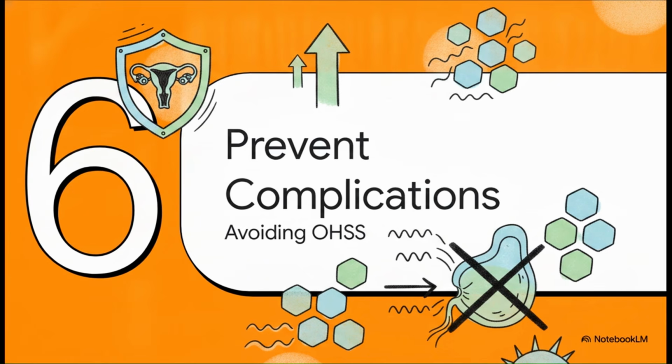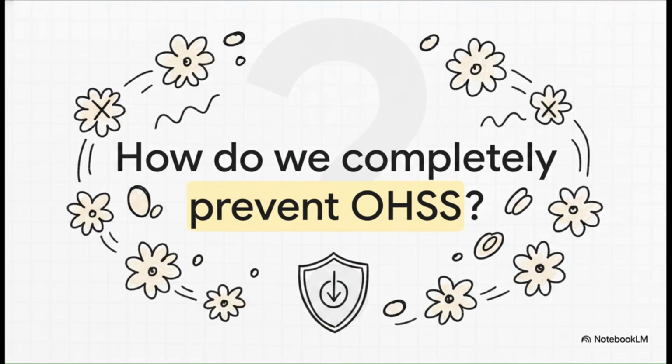Finally, Section 6, preventing complications, avoiding the ultimate pitfall. Because let's be real, a great yield means absolutely nothing if we fail to protect the patient from our field's most dreaded complication, ovarian hyperstimulation syndrome, or OHSS. This brings up the critical question every single fertility specialist has to answer, especially when you're managing a hyperresponder or a patient with PCOS. How do we completely prevent OHSS before it even starts?